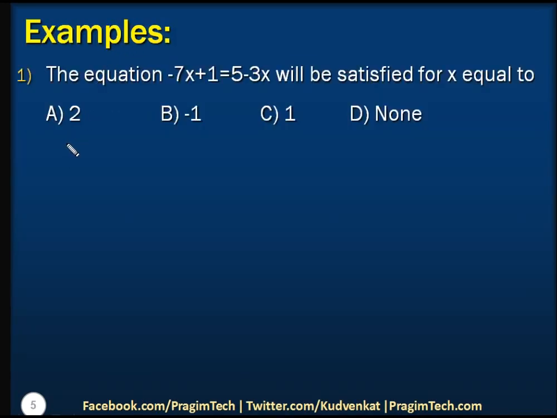Let us solve question number 1. This is a simple equation as the power of the variable is 1 and here we have only one unknown variable, that is x. Let us solve this question by bringing all the variables to one side and constants to the other side, that is -7x plus 3x, this will be equal to 5 minus 1, right? So -7x + 3x is -4x. This is equal to 5 - 1, 4. Therefore, x = -1, right? So the option is B.